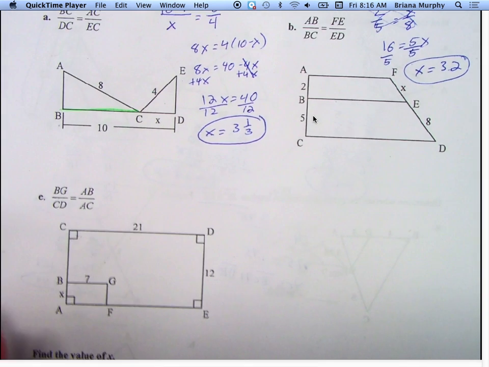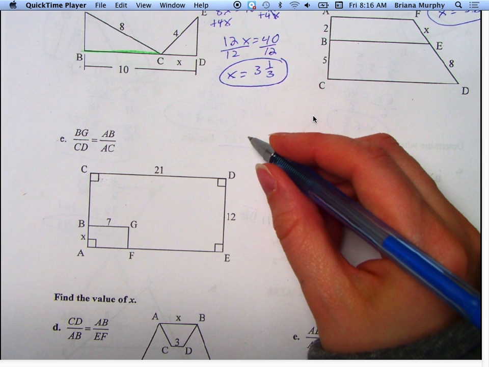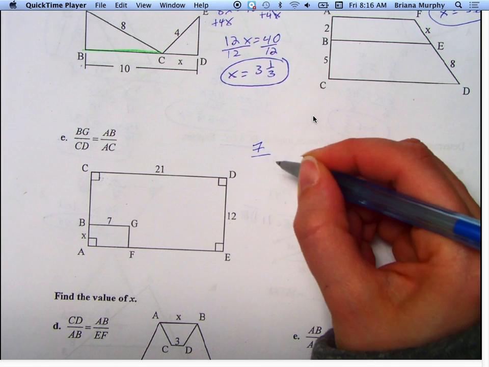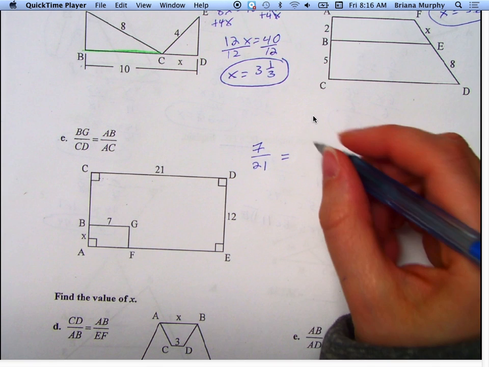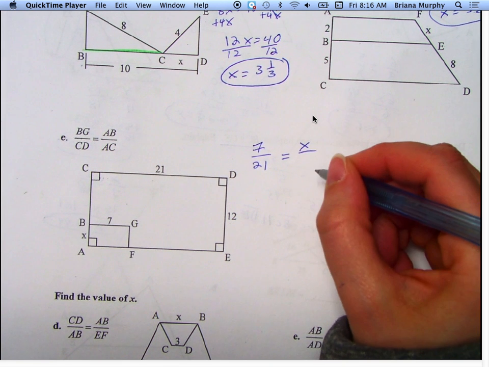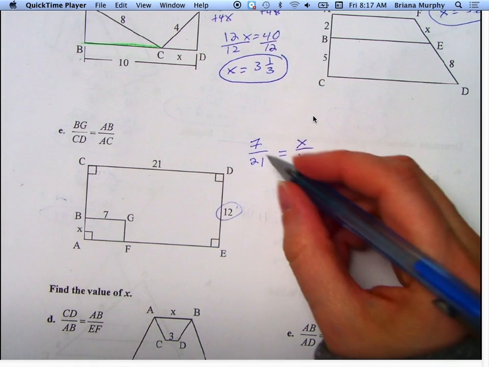All right. Let's do C. I know some people tried it. So what should we set it up as? BC is going to be what? CD is going to be? AB is going to be? And what is AC going to be? 12. Good, because they have to be the same on both sides.